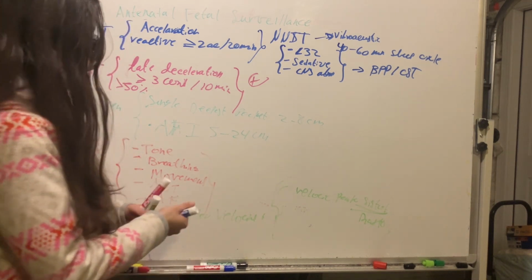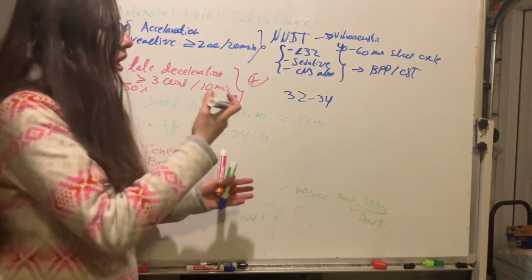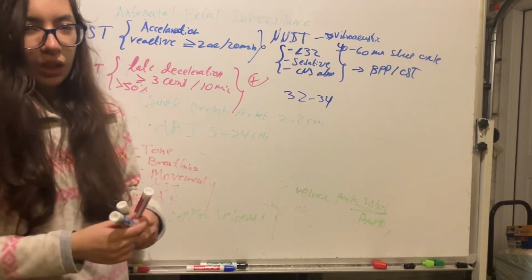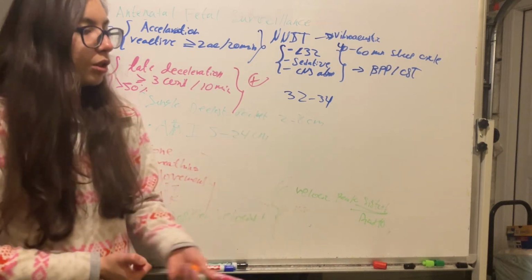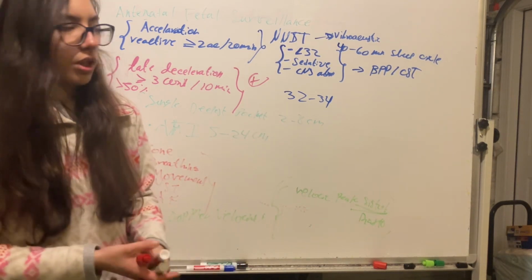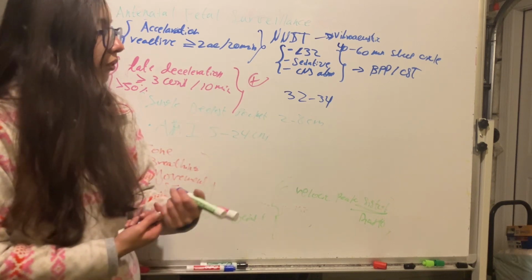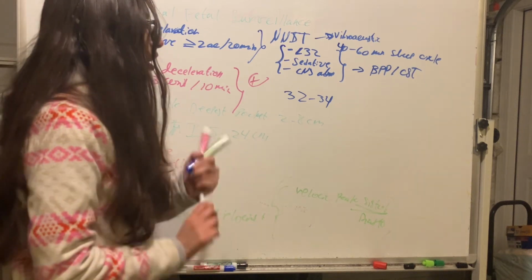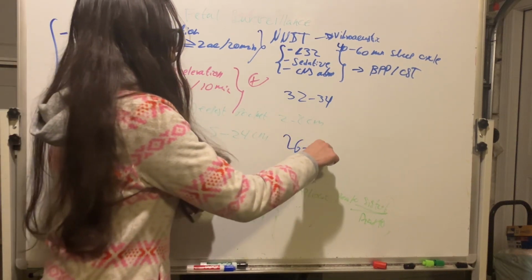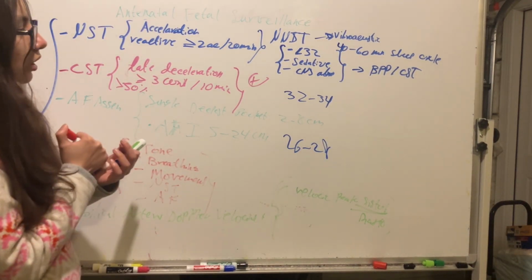So antenatal fetal surveillance is normally started at 32 to 34 weeks gestation, and we normally do this weekly, more or less. But if it is a patient with high risk for fetal demise, for example, then we can start earlier, between 26 to 28 weeks gestation.